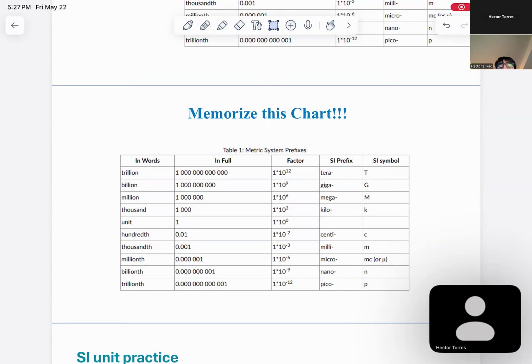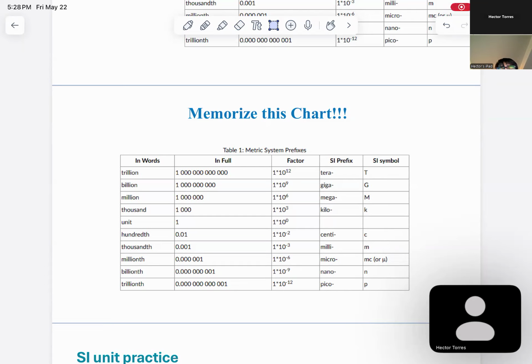Make sure to memorize this chart as we will be using it quite often, and this information will not be given during the exam, so you'll have to have it in your head. Okay, so put a star next to this one and start working on it. Make sure that you know how to convert from one to the other, which at the beginning is going to be pretty challenging. So get some practice in.